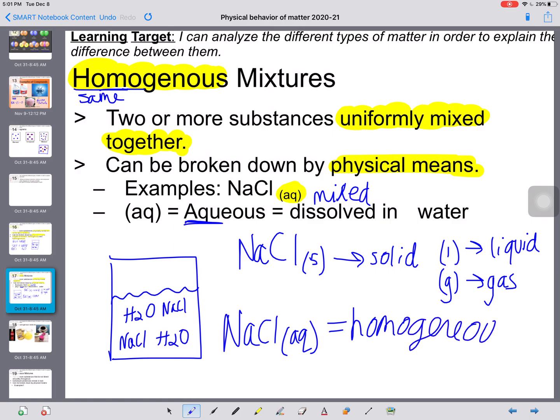okay? First of all, it's a mixture because it's 2 things mixed together and physically mixed together in the same container, salt and water. And it's homogeneous because the salt dissolves and it creates a uniform substance.